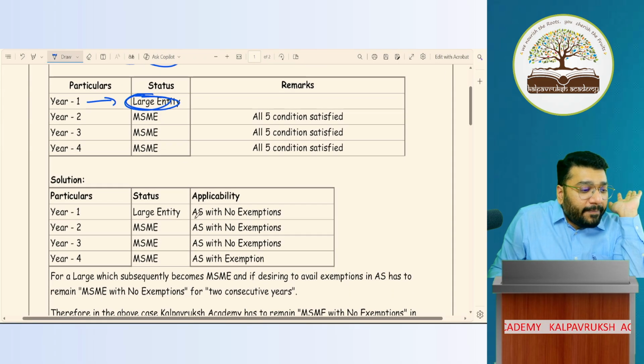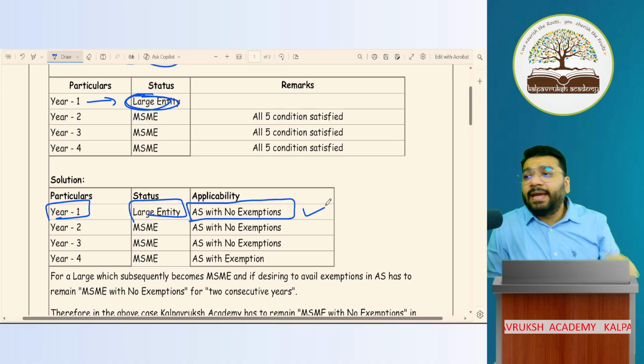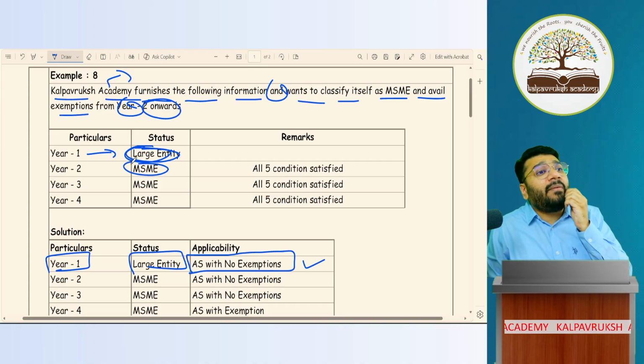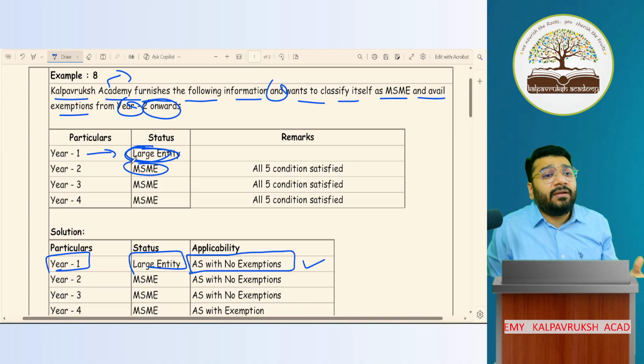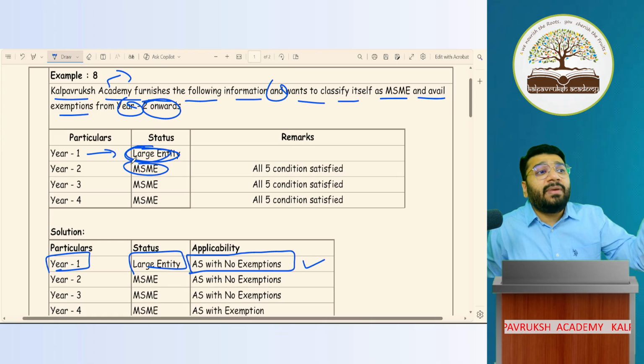What is applicability? All AS with no exemption. Year 1, I'm a large entity, so I have to comply with all AS with no exemption. Now, year 2, I have become MSME. Maybe my turnover has become less than 250 crores, borrowing is reduced, something has happened. By that virtue, I become an MSME.